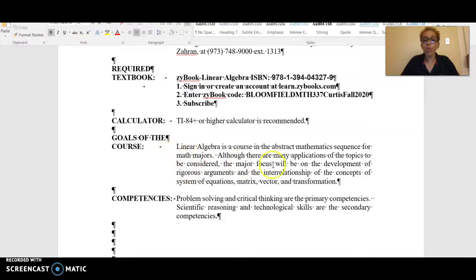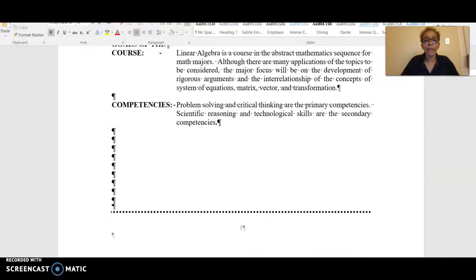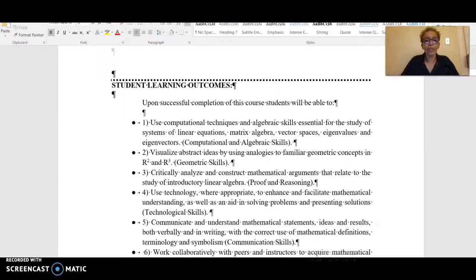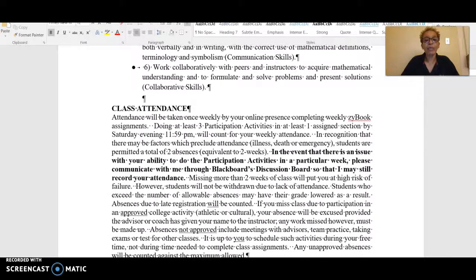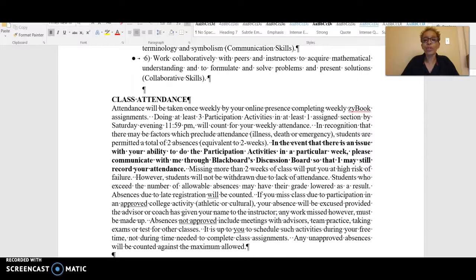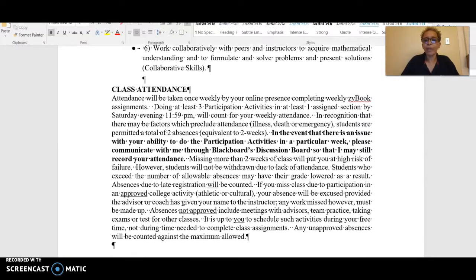All right, so the goals of the course, you can read those. And what else do we have? The competencies, you can read through that. Student learning outcomes is what you can expect to learn. And the attendance: I will take attendance once a week, and I will just look and see, are you working on the Zybook? Are you doing the participation activities? If you do at least 3 of one of the sections, I will mark you present for the week, right? It's just to record that you are still in the class and still participating, all right?